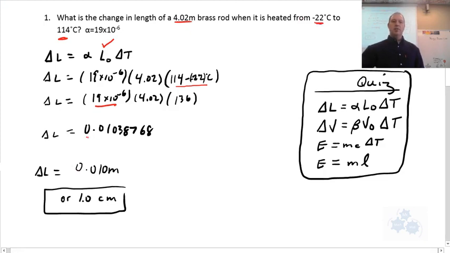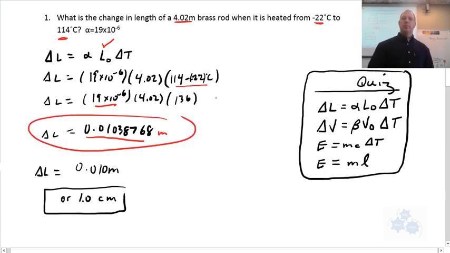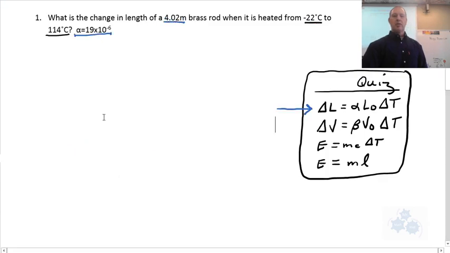If you didn't use sig figs, you might get this. And you can show your answer in meters as well. That's totally fine as well. All right, so just so you see you're on the right track there. Let's go to number 2.